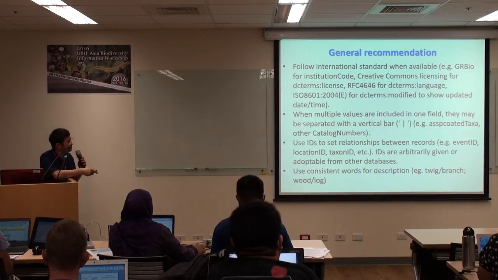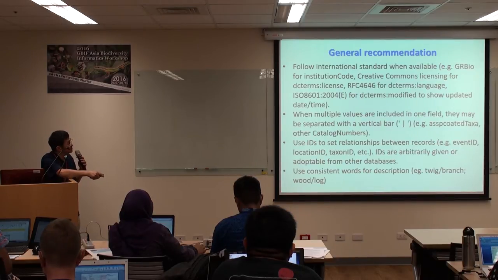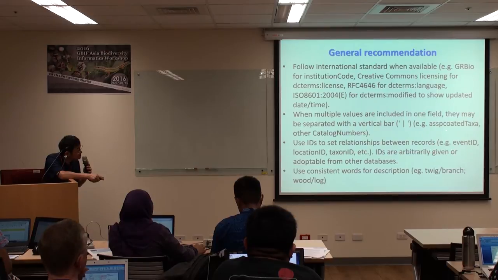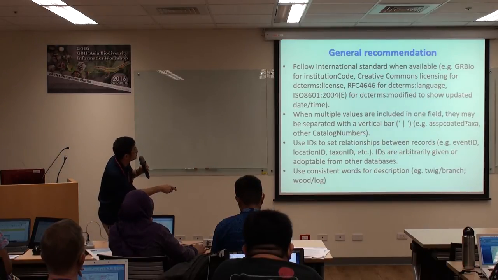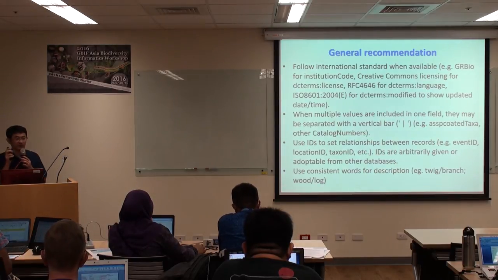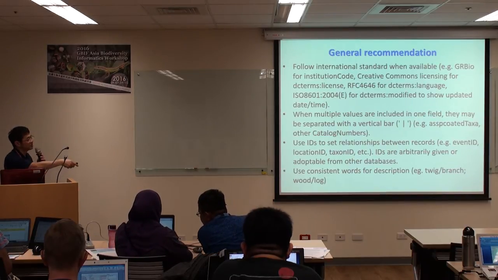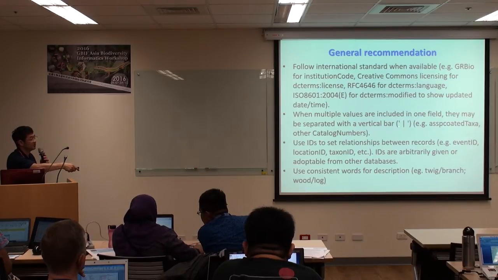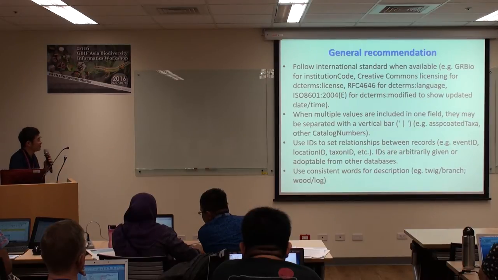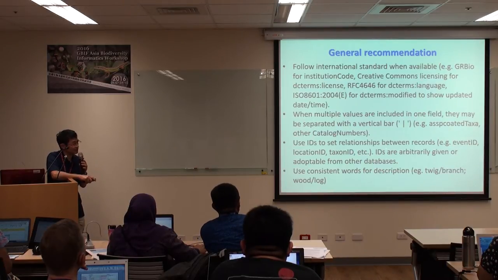When multiple values are supposed to be included in one field, they may be separated with a vertical bar, like this. So here, in associated taxa, other catalog numbers. Sometimes a single specimen has other catalog numbers. So in that case, you can input two values. But you have to separate them using this code instead of a comma, semicolon, or colon. So please use this. And also, use IDs to set relationships between the records.